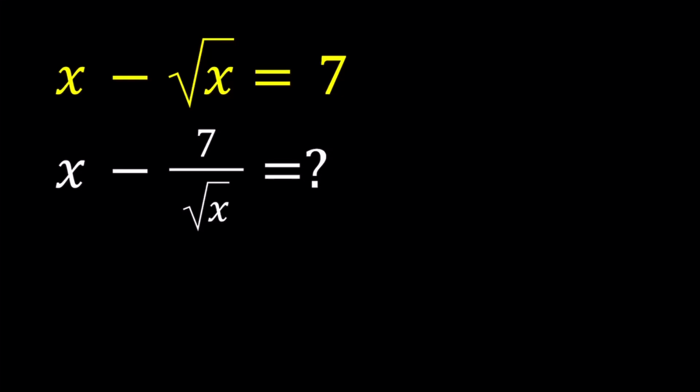Hello everyone. In this video we're going to be dealing with radical expressions. We're given x minus square root of x equals 7 and we're going to evaluate x minus 7 divided by square root of x. I'll be presenting two methods and let's start with the first one.